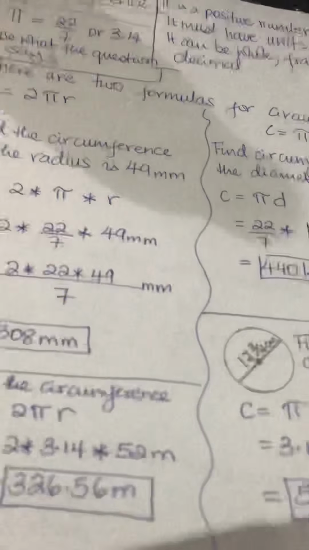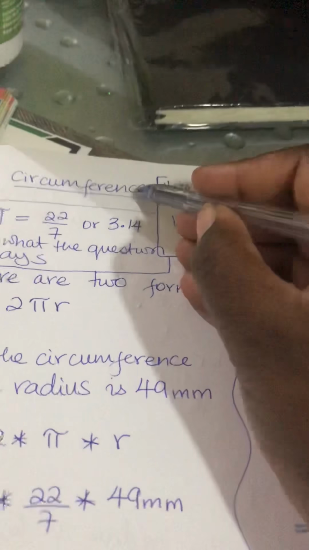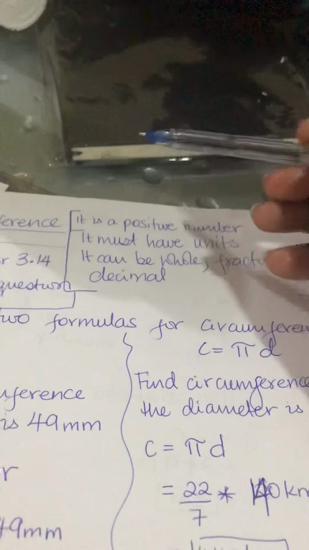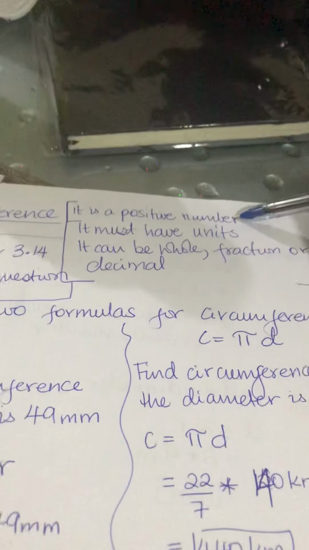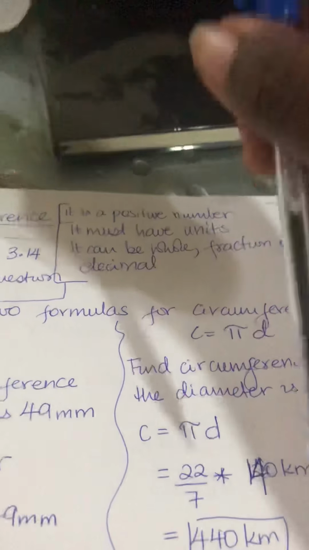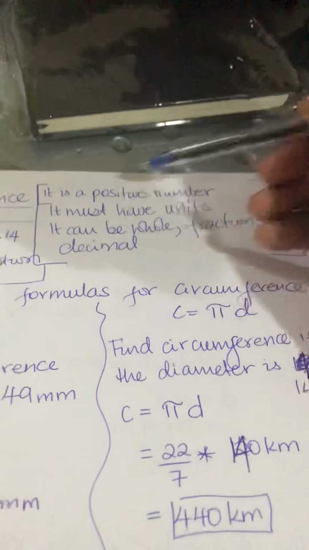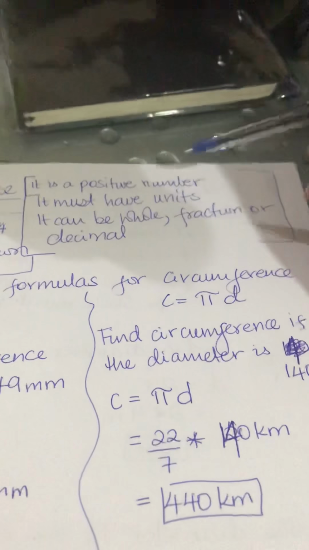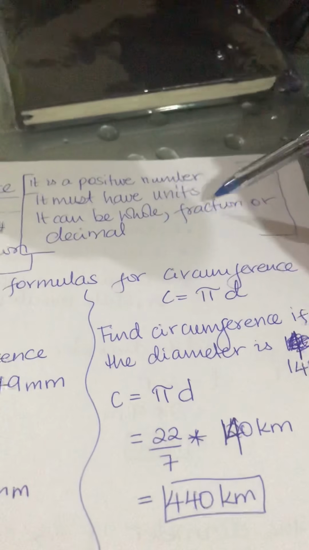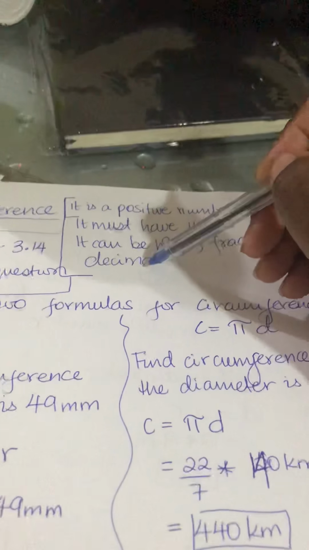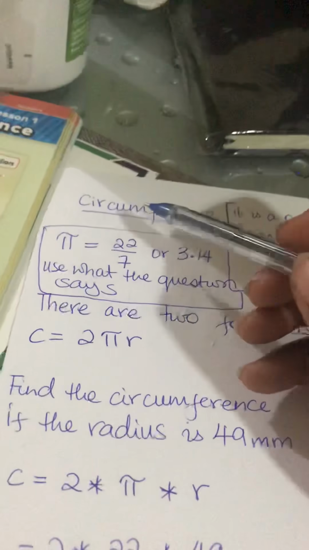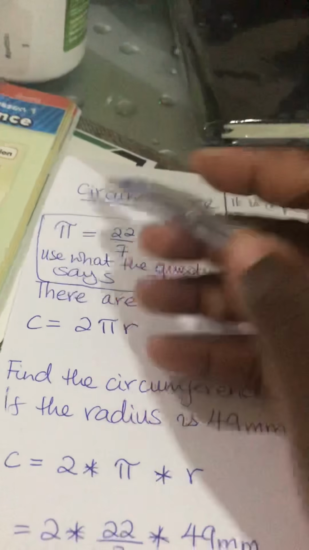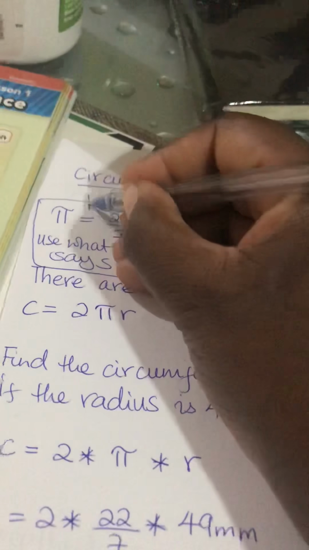Alright. Then the question will say, find circumference. So what is circumference? Make sure your circumference is a positive number because you're measuring distance. Make sure your circumference has units. Your circumference can be a whole number, a fraction, or a decimal. When you're finding circumference, you have to use pi.